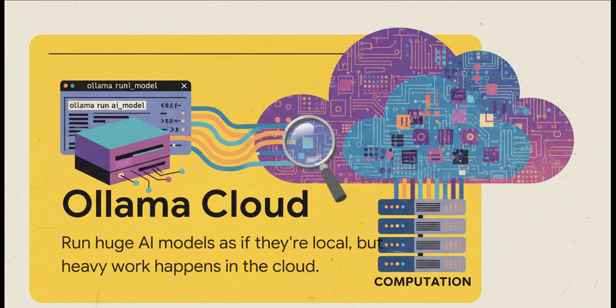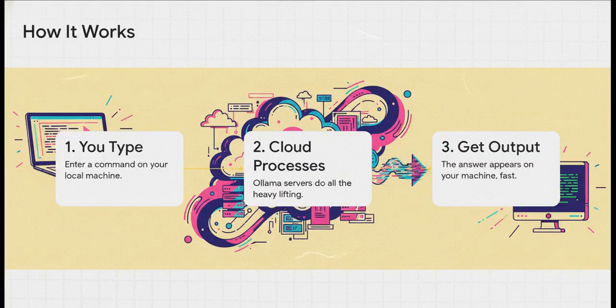It lets you run and interact with these enormous AI models right from your own computer, like they were installed locally. But here's the magic part. All the heavy lifting, all that intense number crunching, is happening on powerful servers in the cloud, not on your machine. And the process is just brilliantly simple. You type a command in your terminal, just like you normally would. That command zips over to the Ollama Cloud, which does all the hard work, and then boom, you get the final output sent right back to you, and it is incredibly fast.